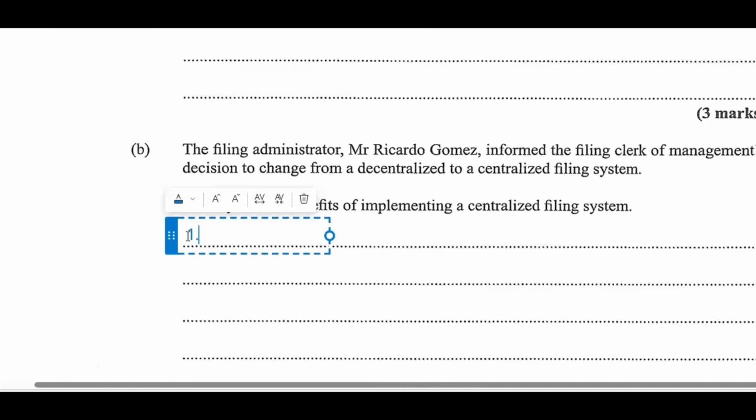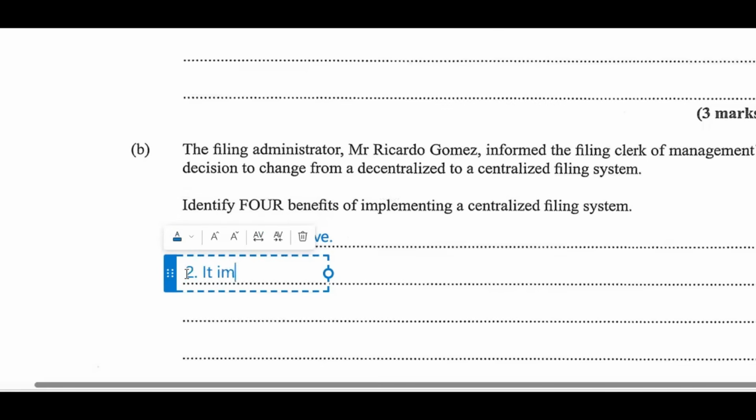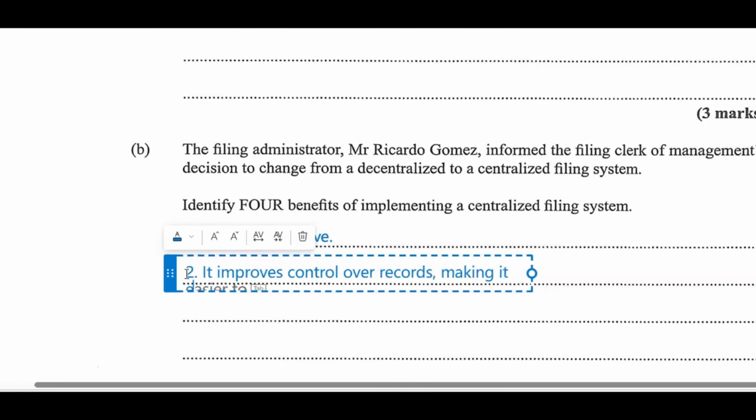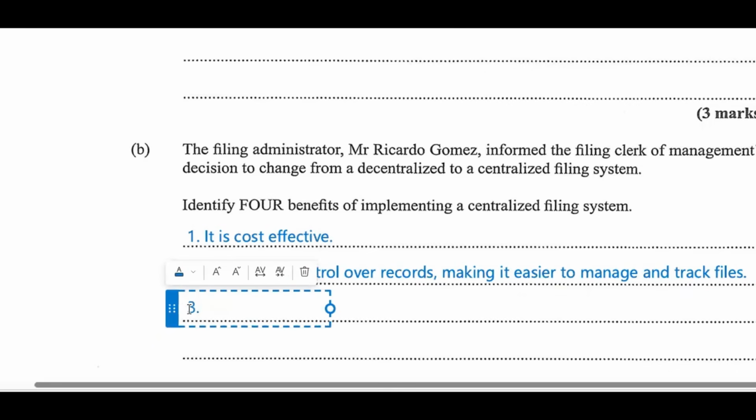First benefit, it is cost effective. Right? The company just has to purchase and spend money to create one filing system. So it saves the company money. Secondly, it improves control over records, making it easier to manage and track files. 3, it enhances security.